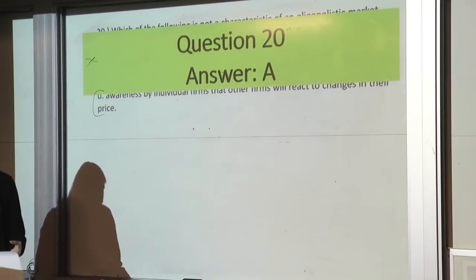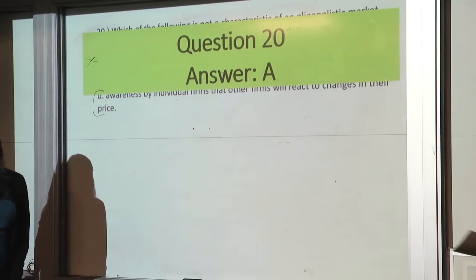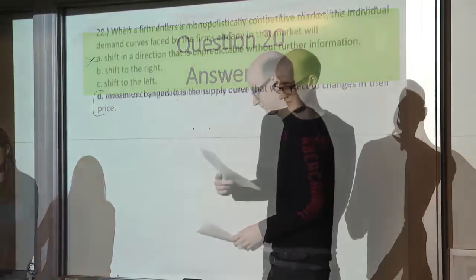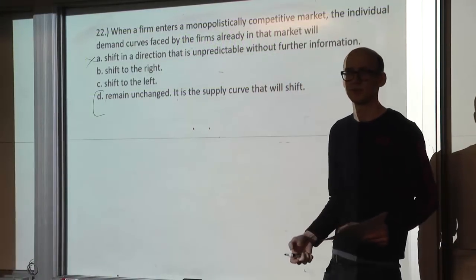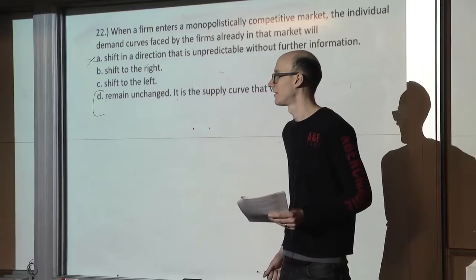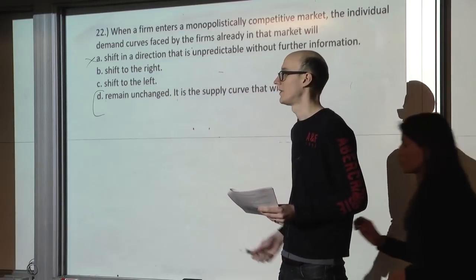Good. So now Daniel is going to do the other half of the questions. Question 22 is about monopolistically competitive. There's no 21.